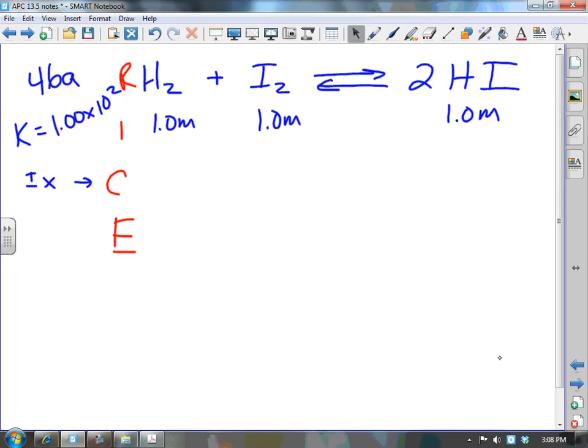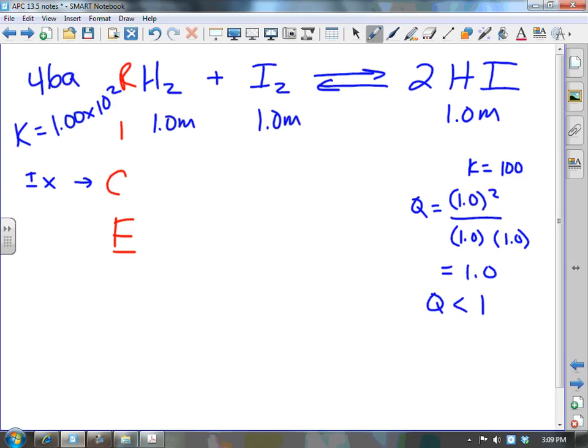Well, let's do a quick Q versus K. K is equal to 100, right? 1 times 10 to the second. Q is going to be equal to the concentrations of the products, 1.0 squared from HI, divided by 1.0 times 1.0. A lot of 1.0s. Q is equal to 1.0. Q is less than K. So you've got to pause for a second there. What does it tell you when Q is less than K? That means the reactants are going to change into products.